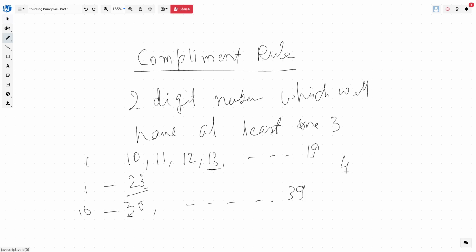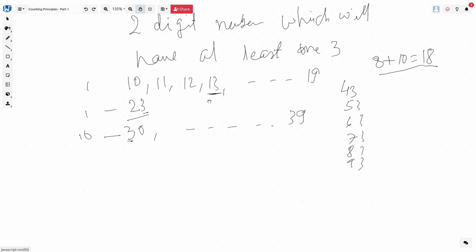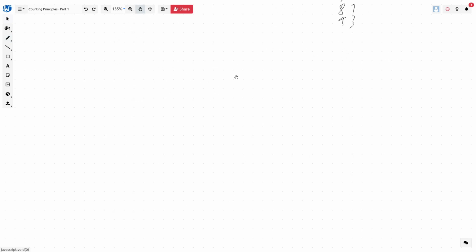Similarly you can have 43, 53, 63, 73, 83 and 93, right? So when you count all these options, you have at least one 3 in the 1 series, 2 series, 4 series, 5 series, till 9 series, so you reach 8 options, and all the 30 series will be counted here. So you will have 10 in the 30 series, 10 ones. So the total number is 18. 18 numbers have at least one 3, right?